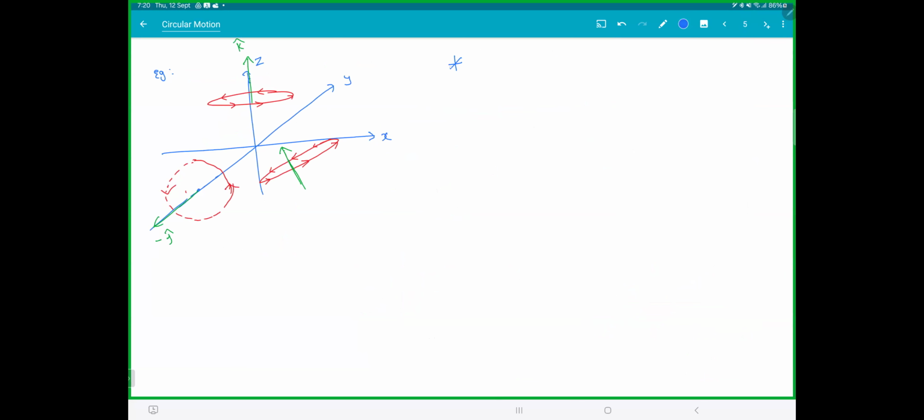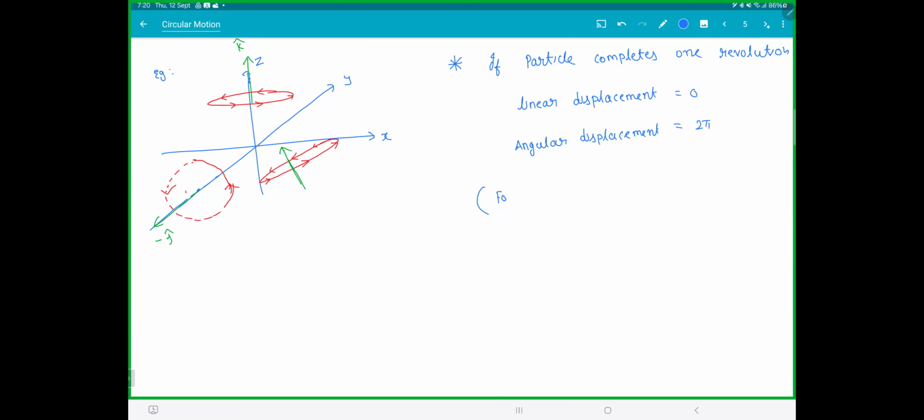So that is one. Next thing, when you talk about angular displacement, now be careful. If a particle completes one revolution, displacement is zero. So let's call it linear displacement, because now you'll unnecessarily get confused between displacements. Till now, what we said was linear displacement was zero. But if we ask you angular displacement, it is 2 pi. Because angular displacement depends on which way you're rotating. If you want zero angular displacement, you have to rotate it backward.